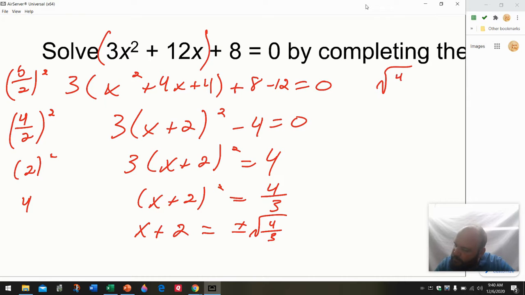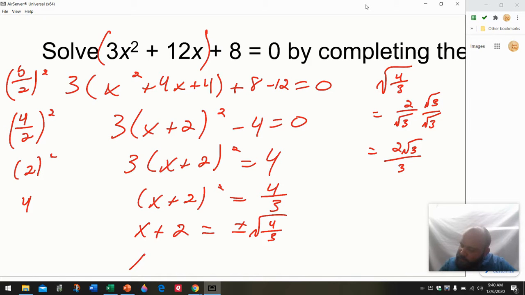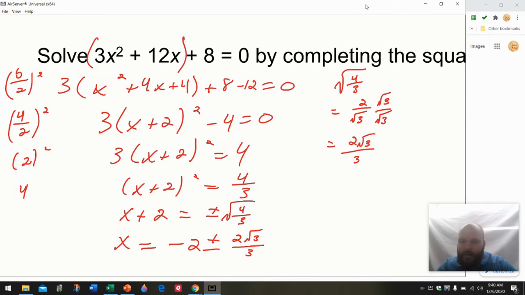If I have the square root of 4 over 3, that is equal to 2 over the square root of 3. But we can't leave a square root on the bottom of a fraction, so we have to rationalize it by multiplying by the square root of 3 over the square root of 3, which gives me 2 root 3 over 3. Okay, so that's what that square root of 4/3 is going to turn into. And then I'm going to subtract 2 from both sides. So I'm going to end up with negative 2 plus or minus 2 root 3 over 3. And there's our final answer.